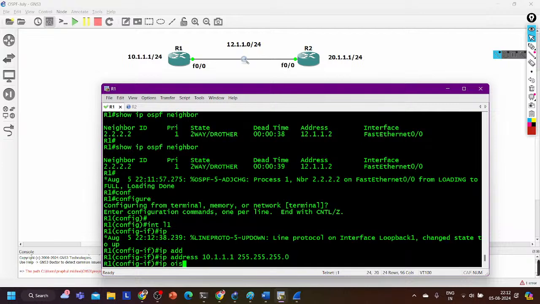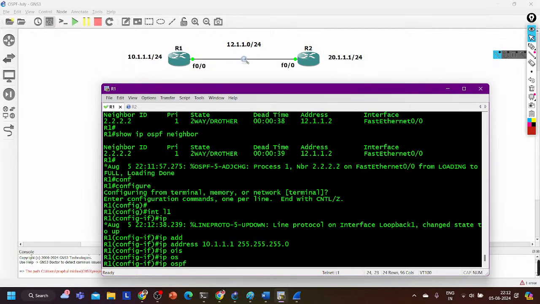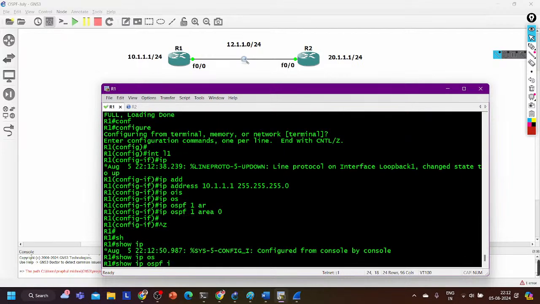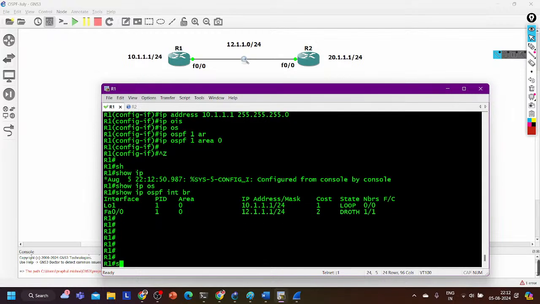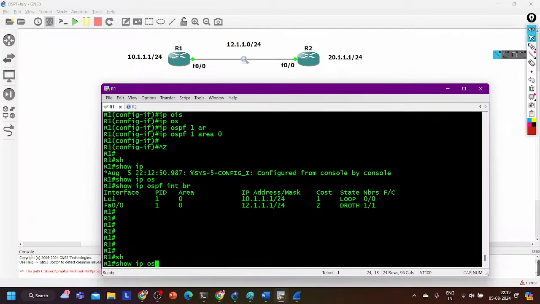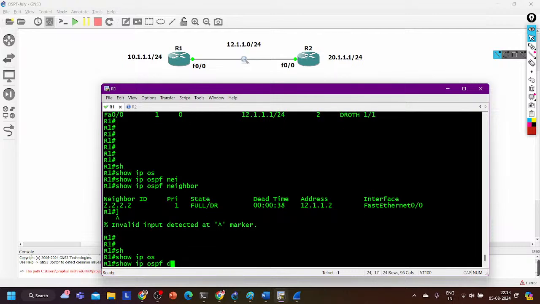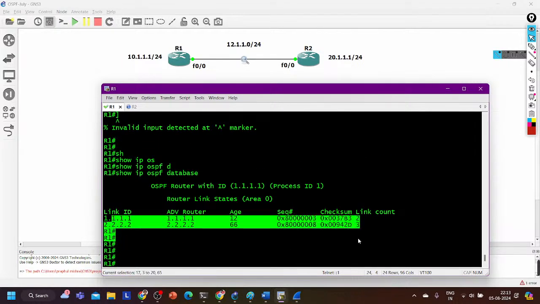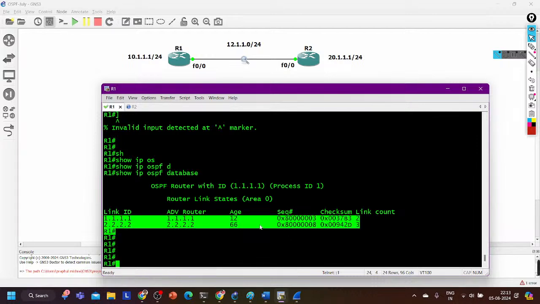255.255.255.0 and say IP OSPF 1 area 0. Now, show IP OSPF interface brief, you can see OSPF is enabled on both interfaces, and show IP OSPF neighbor, we have neighborship. Show IP OSPF database, right? Both routers are there in the database. Now the database looks different, right?